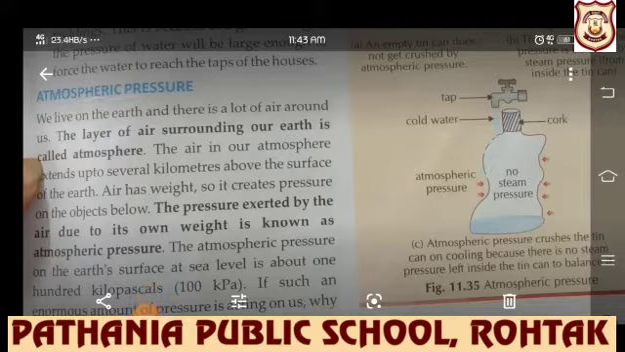Let's start with atmospheric pressure. See beta, the name is telling us that we live on the earth, there is a lot of air around us, and the layer of air surrounding our earth is called atmosphere, and the pressure exerted by the air due to its own weight is known as atmospheric pressure.